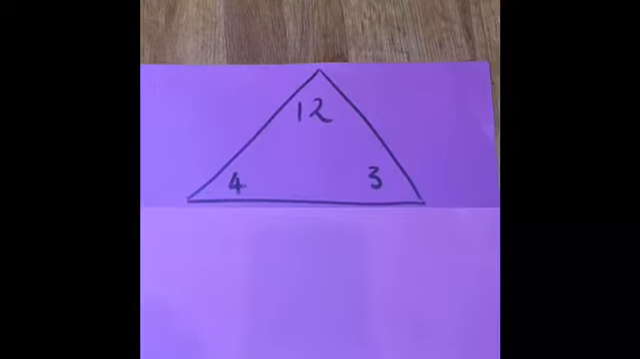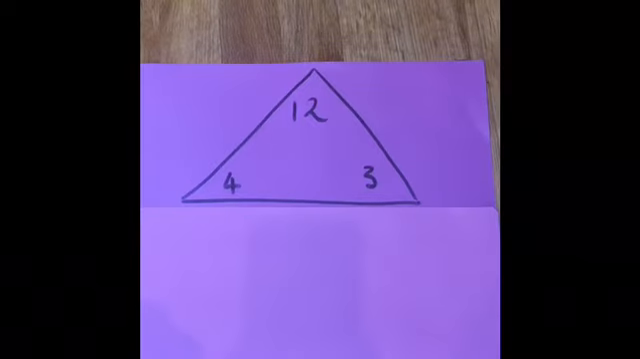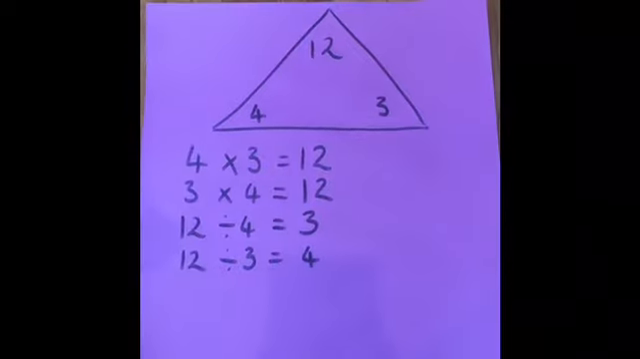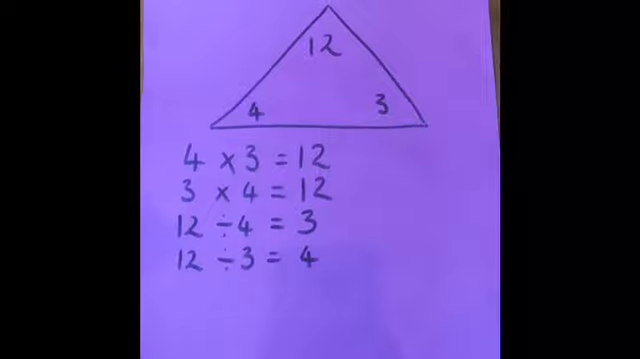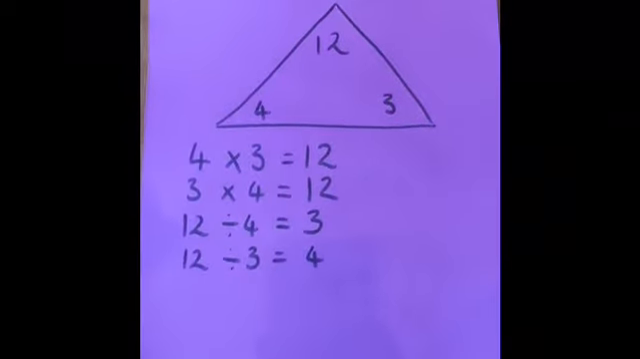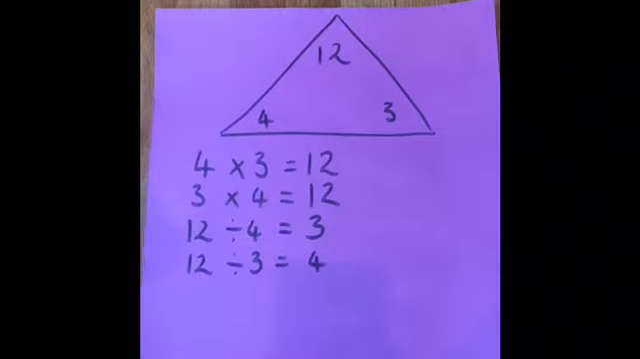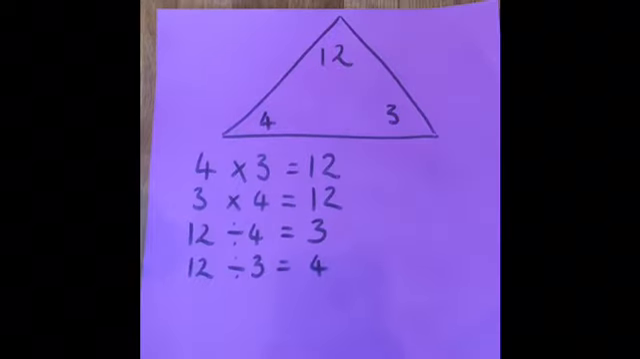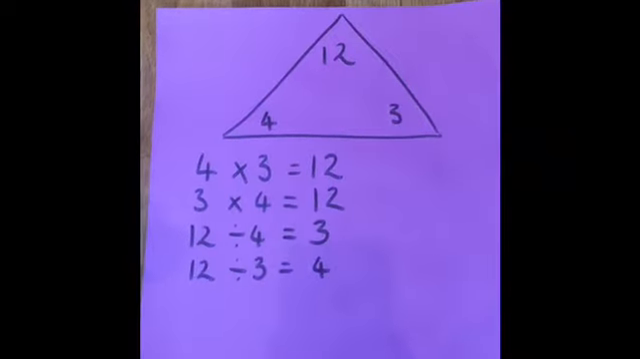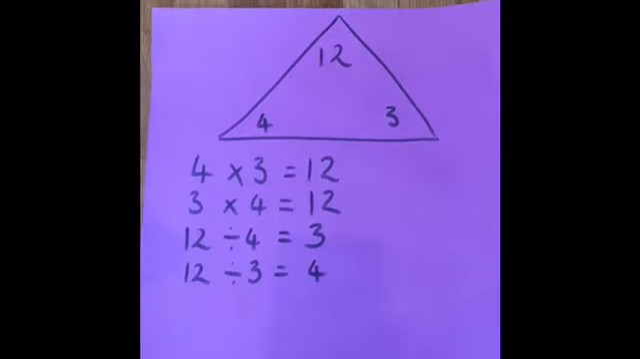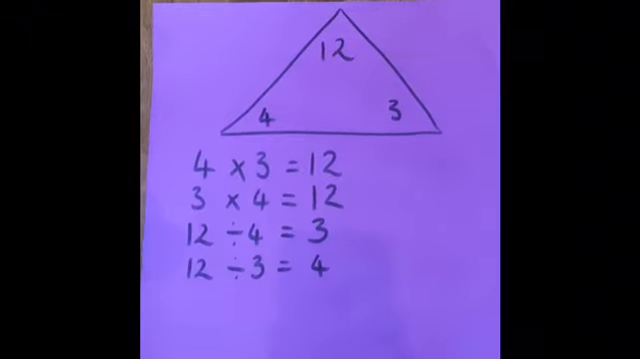Today we are going to use what we know about multiplication to help us with our division. From our multiplication triangle we have 4 facts. We know that 4 times 3 is 12, 3 times 4 is 12, 12 divided by 4 is 3, and 12 divided by 3 is 4. Today we're going to have a closer look at division.